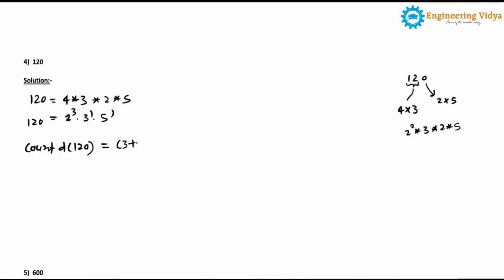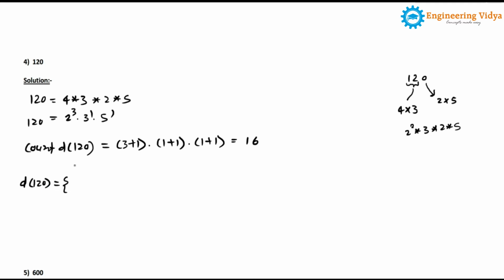So it will be replaced by 3 plus 1, then 1 plus 1 and then 1 plus 1, right? Now check, 3 plus 1 becomes 4, 4 times 2 is 8, 8 times 2 is 16, right? So a total of 16 different divisors will be there for the number 120, right? So now I will list all these numbers.